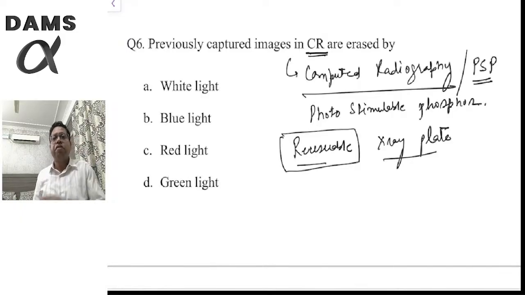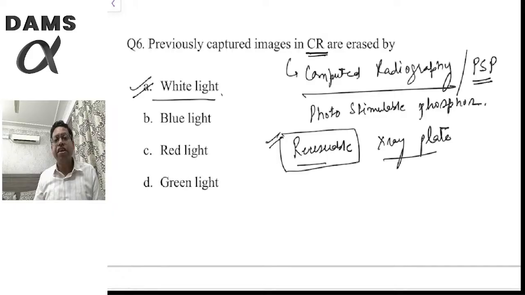Reusable X-ray plates means we'll take a radiograph of a patient, and it would be digitized. You'll see a digital signal, and once we have used it, we can erase the images of the former patient and reuse the plate for another patient. So you have to remember that once we have exposed the plate, we use white light to erase the images from the plate. Whatever images are formed, they are erased with the white light. This is something that you have to remember.